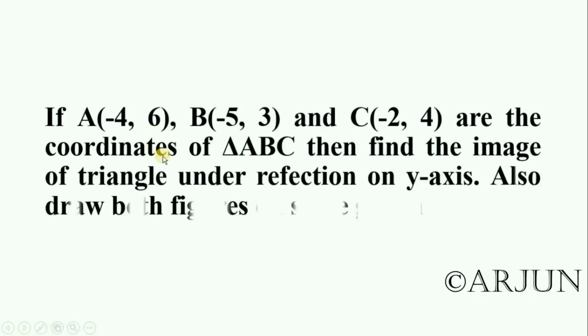Today we are going to discuss reflection on the y-axis. Here is our question. If A(-4, 6), B(-5, 3) and C(-2, 4) are the coordinates of triangle ABC, then find the image of the triangle on the reflection on the x-axis. Also draw both figures on the same graph. This is our question. Now, the solution.